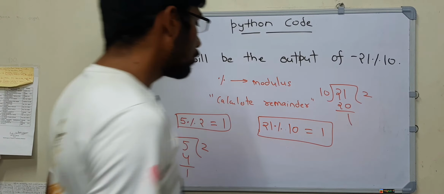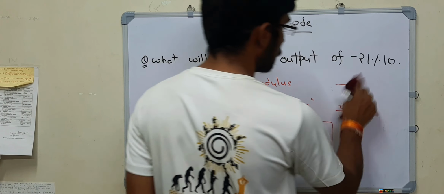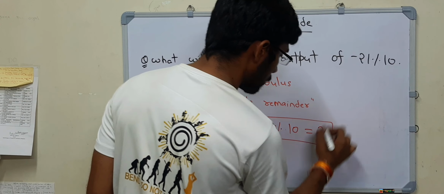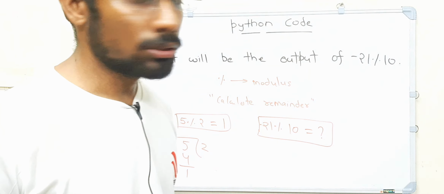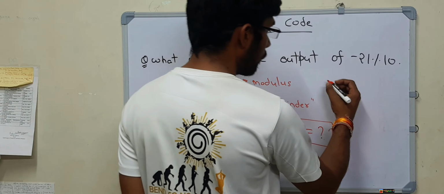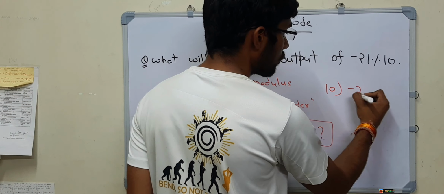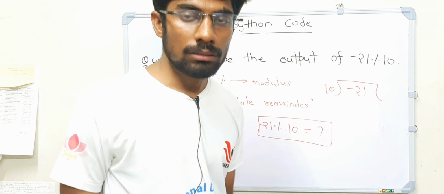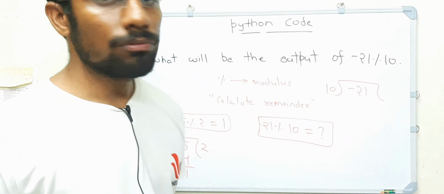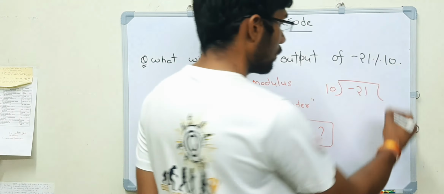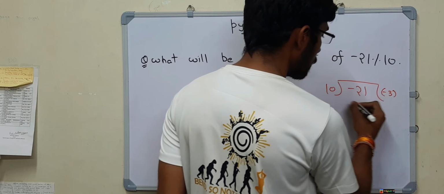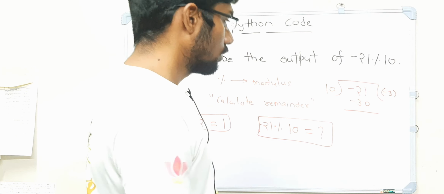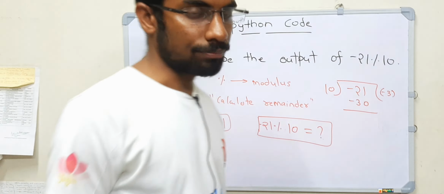Okay. Now what if my number is a negative number? Suppose this is -21. So what will be the answer? Remember, 1 will not be the correct answer. So let's see how it will come. It is -21. So we have to look for a number which is less than -21 and is a multiple of 10. So the required number is -30. -30 is less than -21 and is a multiple of 10.